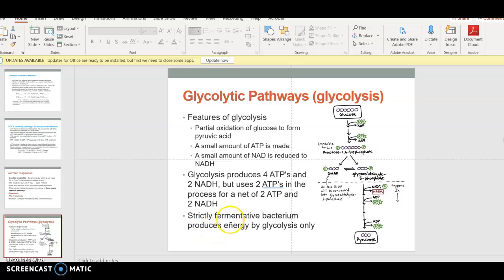Strictly fermentative bacteria produce energy by glycolysis only, meaning this pyruvate will never enter the TCA cycle. They don't even have the TCA cycle or the electron transport chain. They will produce certain kinds of acids, for example, lactic acid, butyric acid, and so on. Some of them can also produce alcohol, as we can see in yeast fermentation.